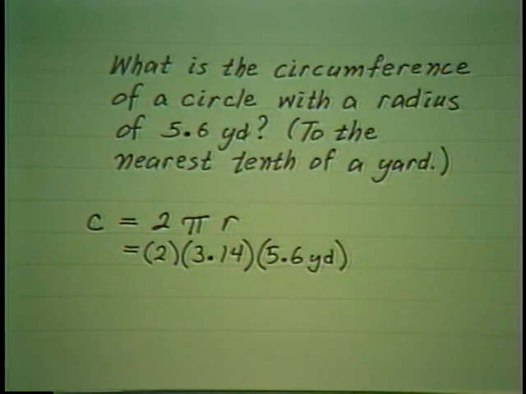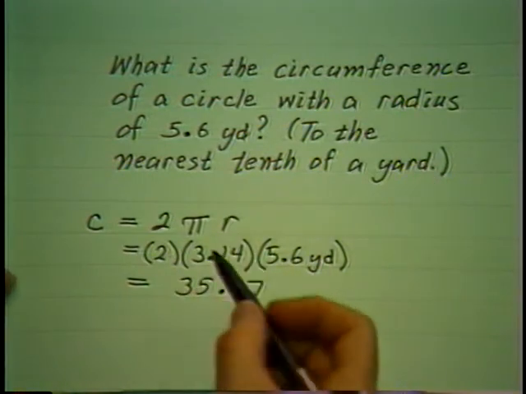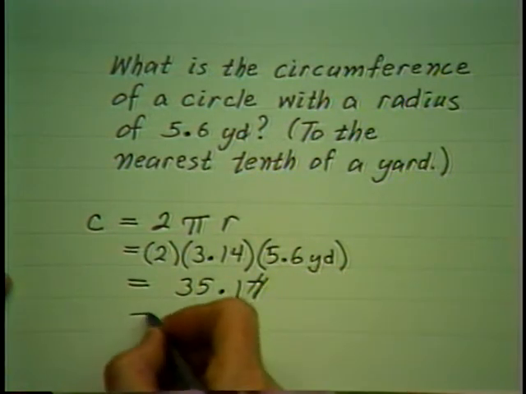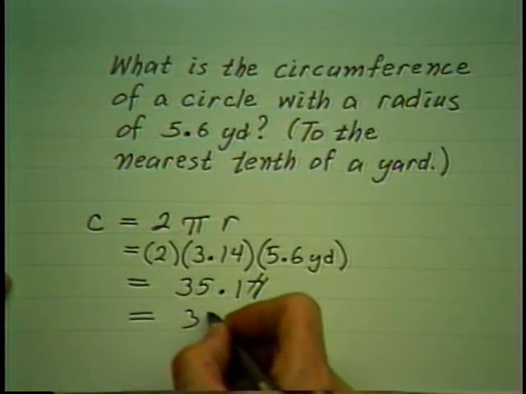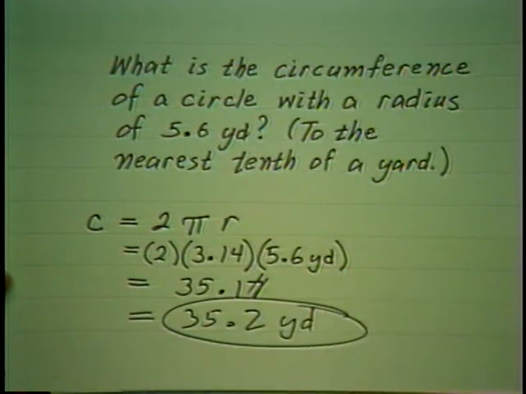Multiplying that, we get this, but our problem stated we wanted it rounded to the nearest tenth of a yard. So this is my tenth. This is 5 or more. So I round up and get 35.2 yards is the circumference of that particular circle.